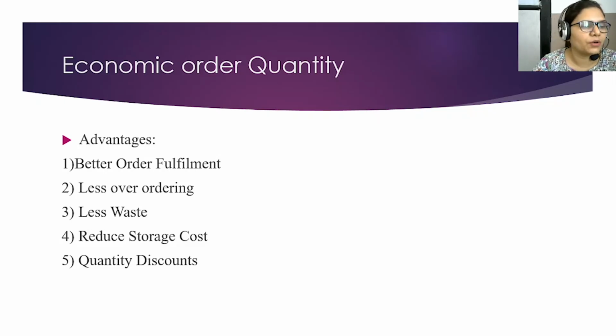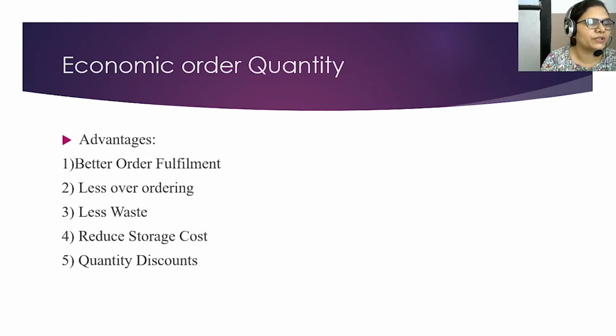Next is less over-ordering. You can prevent over-ordering and excess cash tied up in inventory by accurately predicting what you need, as and when required, with the help of a tool called economic order quantity. Next is less waste. Obviously, when you order the exact number of units in demand by the firm, there will be neither understocking nor overstocking, so there will be less wastage of inventory.